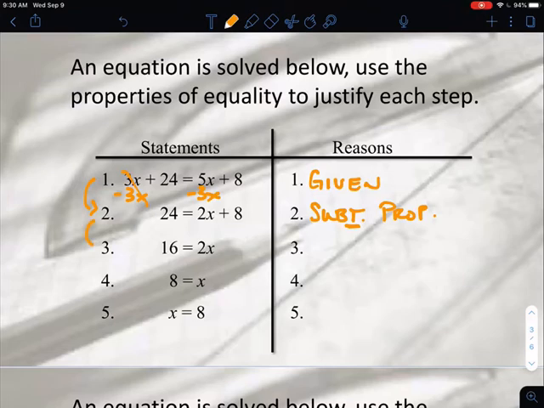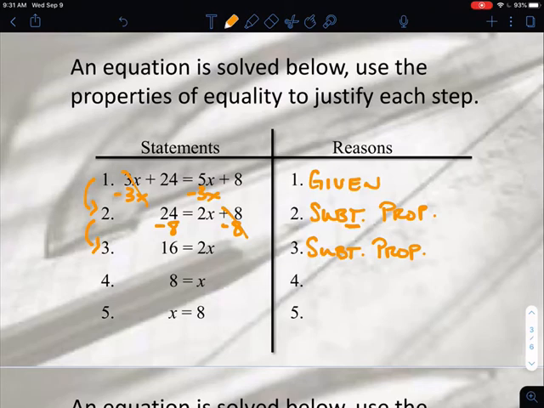Step 2 to step 3. Well, if we look at what they had, 24 is equal to 2x plus 8, and now we have 16 equals 2x. So what that tells me is they went ahead and subtracted 8 from both sides. So 24 minus 8 became 16. The 8's over here cancel. So they used subtraction again. And when you're working through proofs, there might be times where you use the same process multiple times in a row. So it's okay to use subtraction followed by subtraction, or division followed by division, or whatever it might be. So it's okay to use the same thing multiple times.